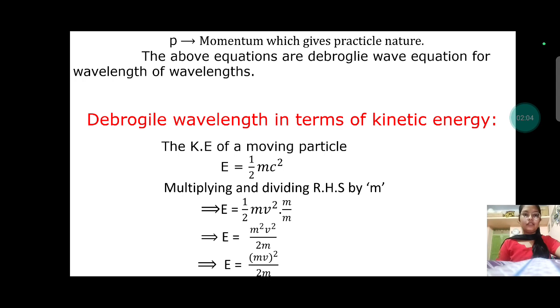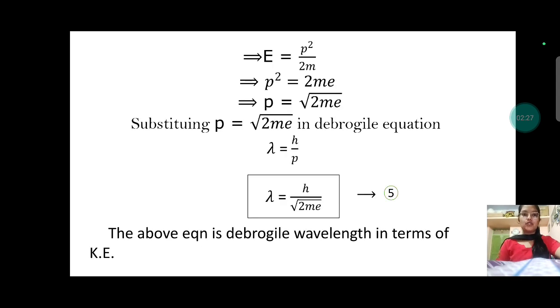De Broglie wavelength in terms of kinetic energy. The kinetic energy of a moving particle is E = ½mv². Multiplying and dividing the RHS by m, E = ½mv² × m/m, E = m²v²/2m, E = (mv)²/2m, E = p²/2m. So p² = 2mE, and p = √(2mE).